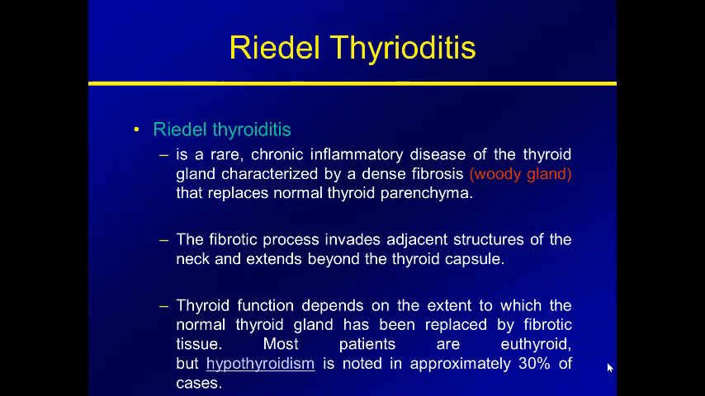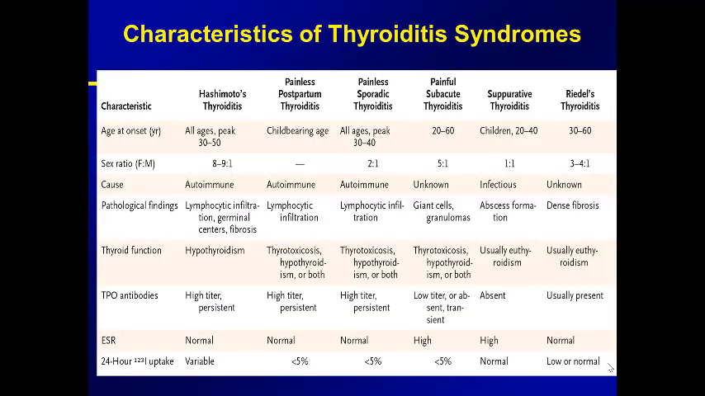Riedel thyroiditis is a rare condition. This chronic inflammatory disease of the thyroid gland is characterized by dense fibrosis, sometimes a woody gland, woody like, very hard, that replaces normal thyroid parenchyma. The fibrotic process invades adjacent structures of the neck and extends beyond the thyroid capsule. Here, thyroid function depends on the extent to which the normal thyroid gland has been replaced by fibrotic tissue. Most patients are euthyroid, but hypothyroidism is noted in approximately 30% of the patients.